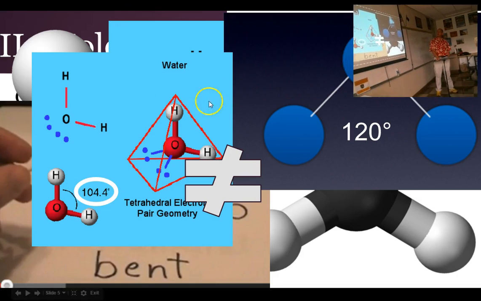And in that example here, we have, again, water is drawn. And so water is not the same as this. Water is a trigonal planar bent. I'm sorry, water is a tetrahedral bent. And this is an example of a trigonal planar bent. So they look similar, but the bond angle is different.